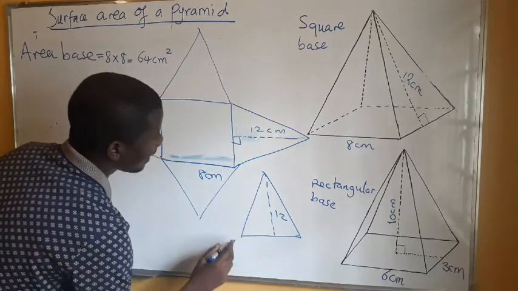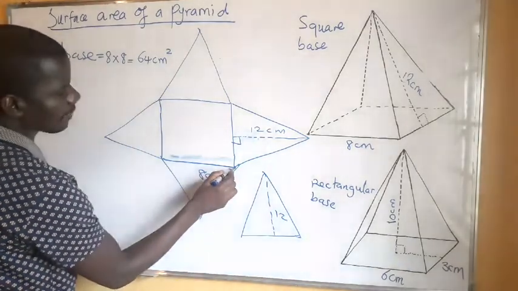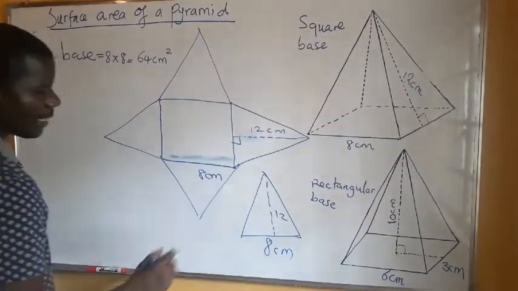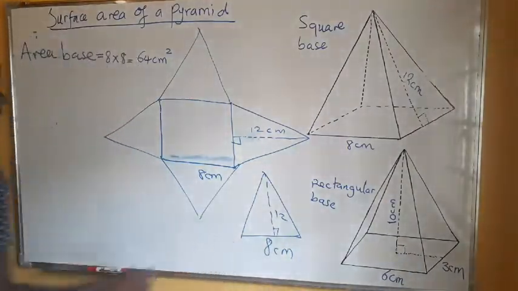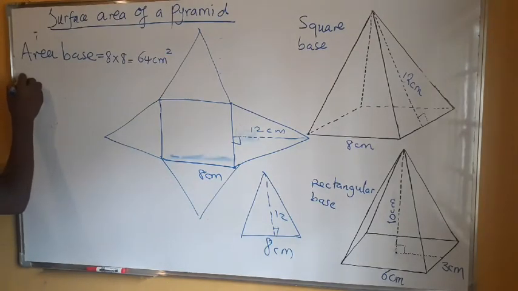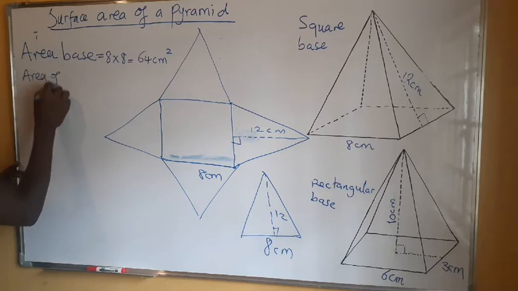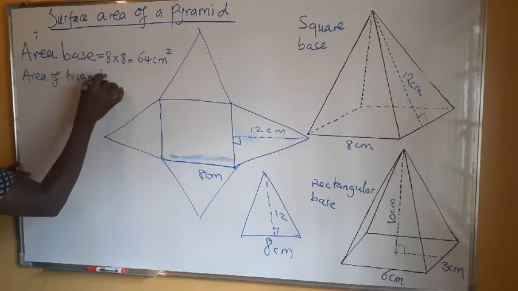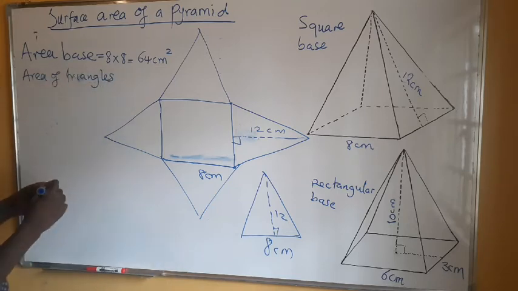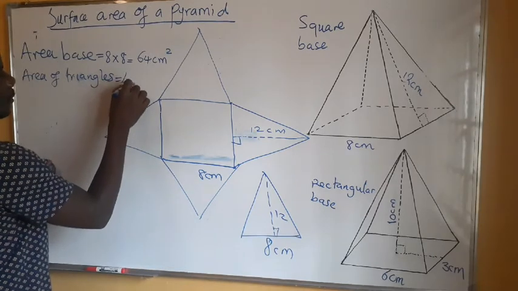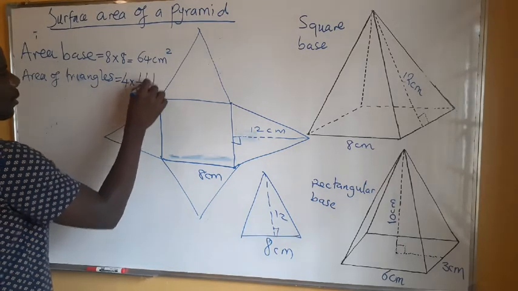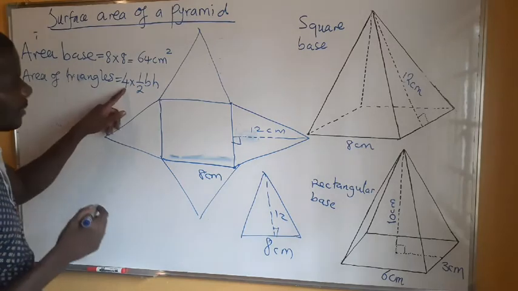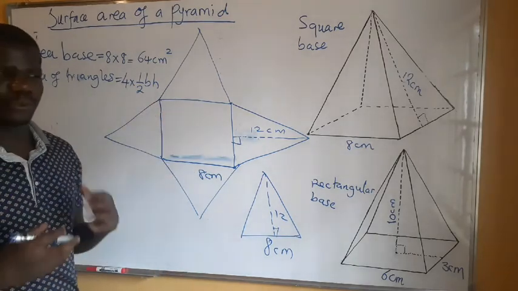This is our 12, then the base. Get to know that this distance from here up to this point, it's what? It's 8. And the area of a right angle triangle there, you know that the area of triangles, or maybe if you want I can say triangles, because there are 4. It is going to be 4 multiplied by 1 over 2. 4 in the sense that we have 4 triangles and the area that we're going to get is the same.